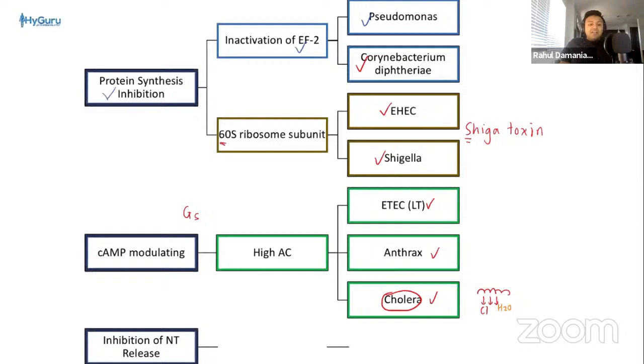And then finally, you have bacteria that are going to inhibit neurotransmitter release. Now, it depends on what kind of neuron you're talking about. Is it an activating neuron or an inhibitory neuron?